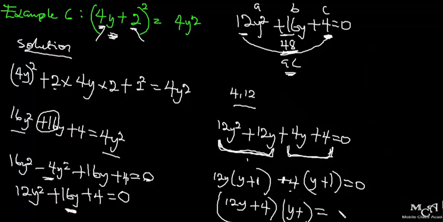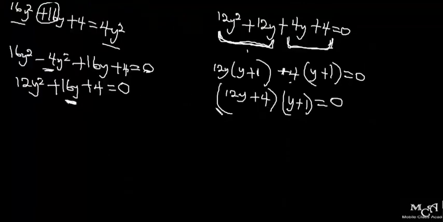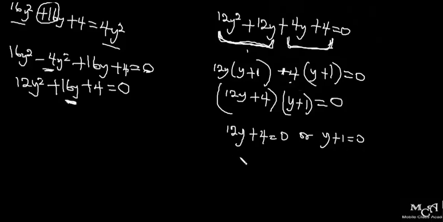Let's remember to always equate them to what? To 0. So from here, my 12y plus 4 equals 0, or y plus 1 equals 0. I want the y to stand alone, so I will transfer this plus 4 to the other side. So I have my 12y equals minus 4, or I want this one to go to the other side so that my y can stand alone. So y equals negative 1.